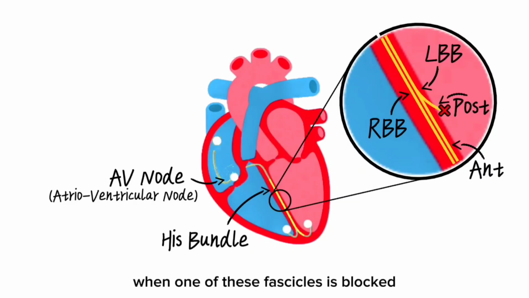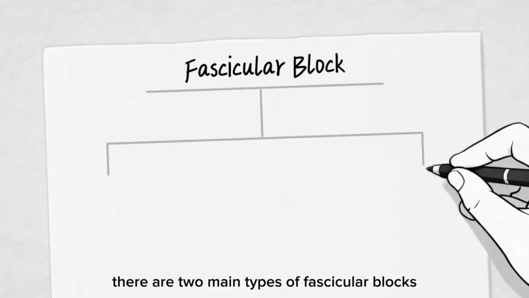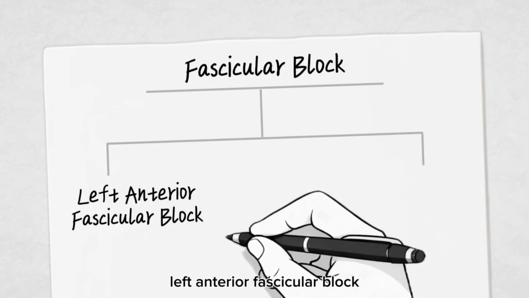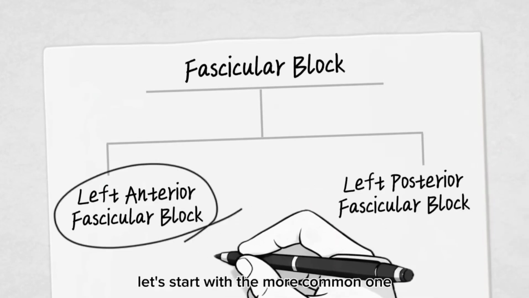When one of these fascicles is blocked, the electrical signal is forced to take an alternate route, and this changes the direction of ventricular depolarization, which is exactly what we see on the ECG. There are two main types of fascicular blocks: left anterior fascicular block and left posterior fascicular block. Let's start with the more common one.